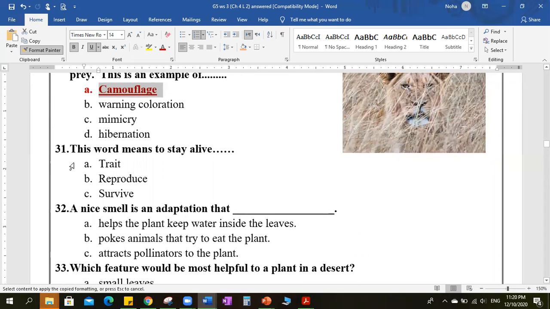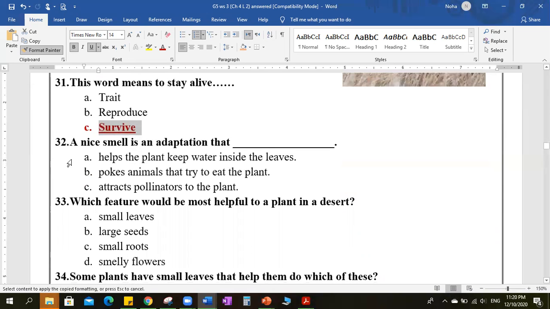Number 31. This word means to stay alive. Obviously, survive. That's right. A nice smell is an adaptation that helps plants keep water inside the leaves, or pokes animals, which means stick animals or hurt them to try to eat them, or attracts pollinators, just like bees, birds, and all of that to help in pollination. So it's of course C.